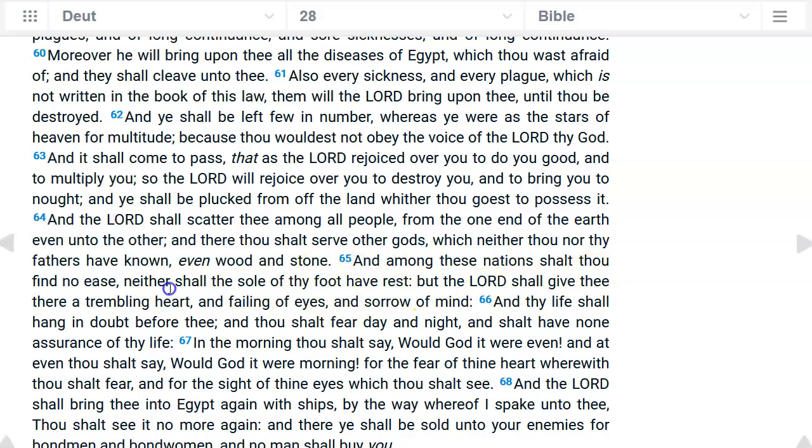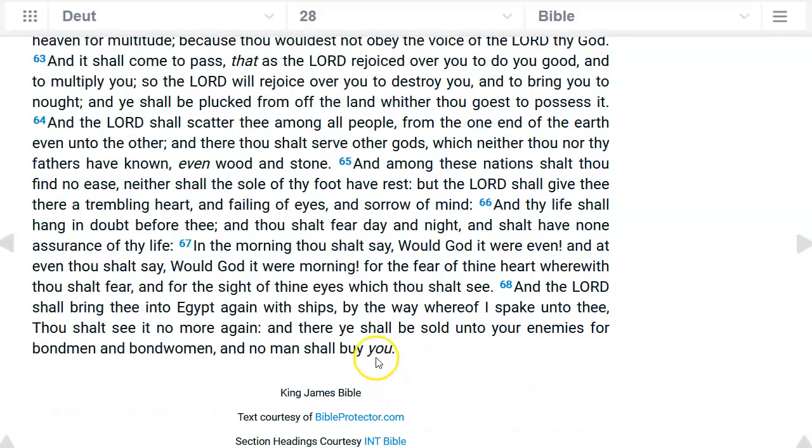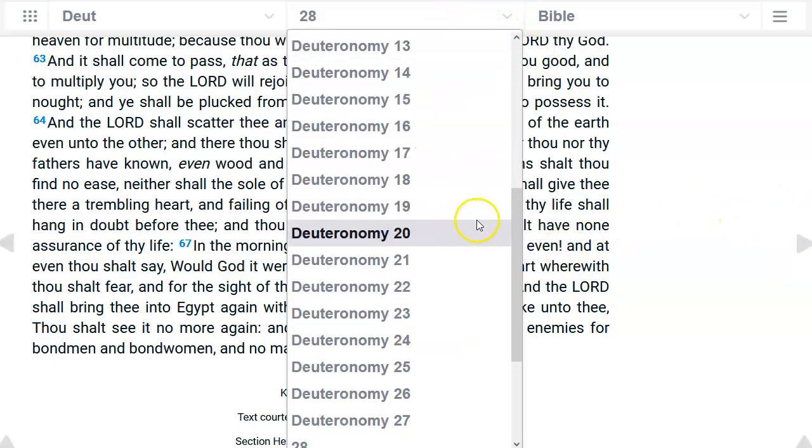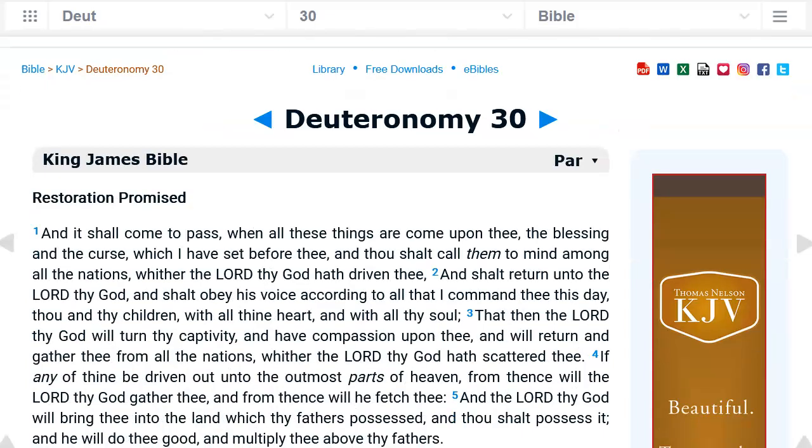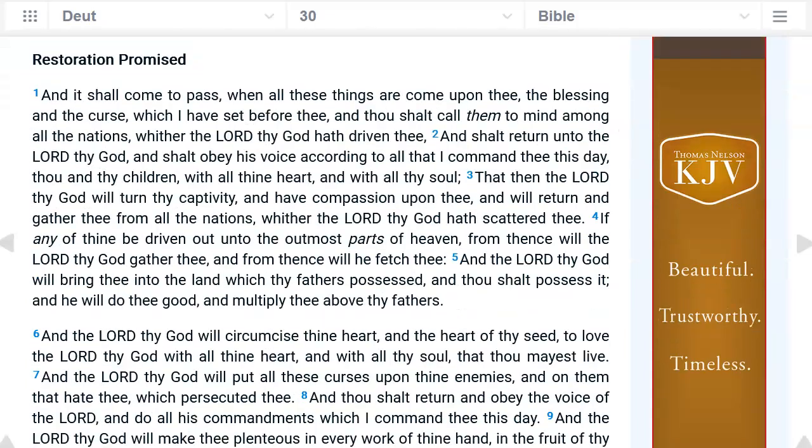And among these nations shalt thou find no ease, neither shall the sole of thy foot have rest. But the Lord shall give thee there a trembling heart, and failing of eyes, and sorrow of mind. Thy life shall hang in doubt before thee, and thou shalt fear day and night, and shalt have none assurance of life. I'm going to go down again. Yeah, I wanted to see another verse, but it may not say here as much that they were scattered, but we all know that the word scatter is used pretty liberally, not liberally, but often when it comes to Israel. So let's just go to Deuteronomy 30, where restoration is promised before the Lord returns.